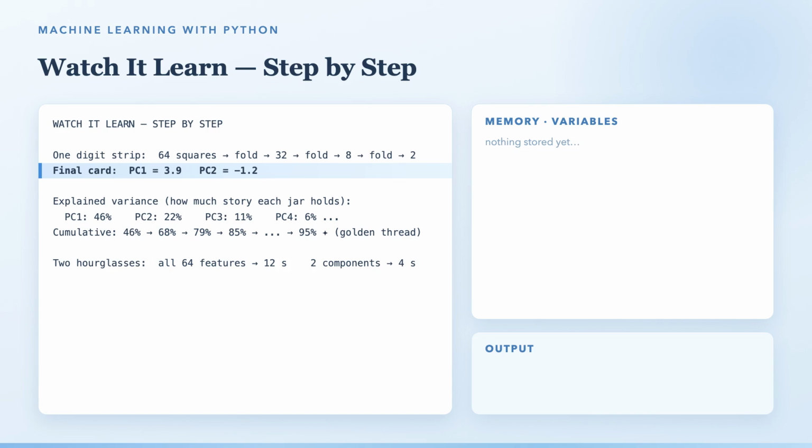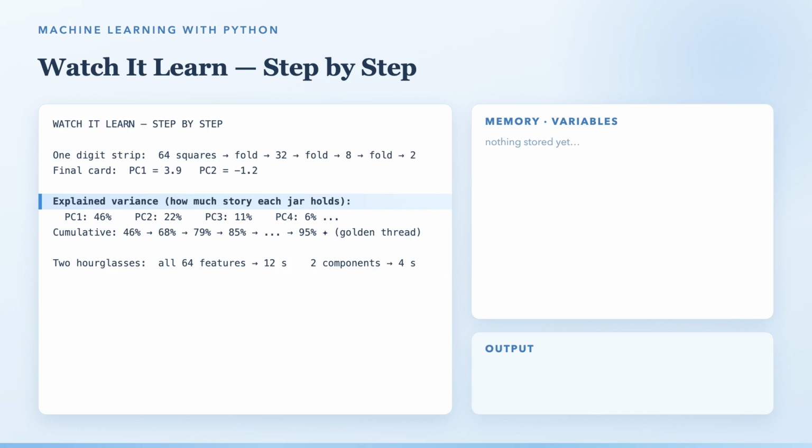Jar 1, principal component 1, fills to 46%, nearly half the story, in a single number. Jar 2 adds 22, together, 68. Jar 3, 11 more, 79. Each new jar adds a little less, and the curve climbs gently, until it touches the golden thread, 95%. That's the quiet agreement we make. Keep enough jars to hold 95% of the story, and let the rest go.